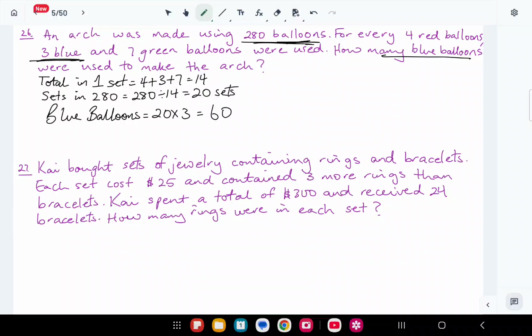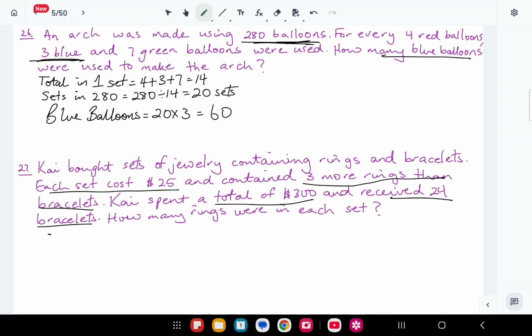Alright, moving on to number 27. Kai bought sets of jewelry containing rings and bracelets. Each set cost $25 and contained 3 more rings than bracelets. Kai spent a total of $300 and received 24 bracelets. How many rings were in each set? So we know each set cost $25 and it contained 3 more rings than bracelets, and he spent a total of $300 and he received 24 bracelets.